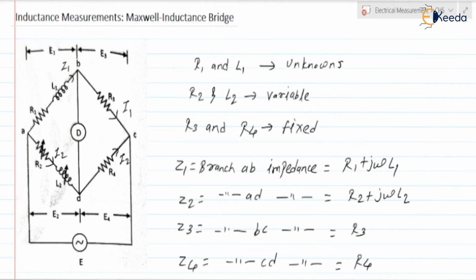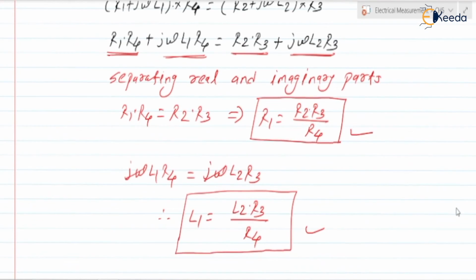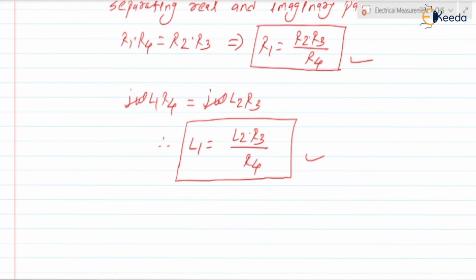So next, let us consider the reference. The reference is the current phasor, that is I1. At bridge balance this voltage we know is the same. So that's why this current I1 and this current I2 both should be the same. So let us draw the phasor of I1 first. Let us consider the phasor of I1.